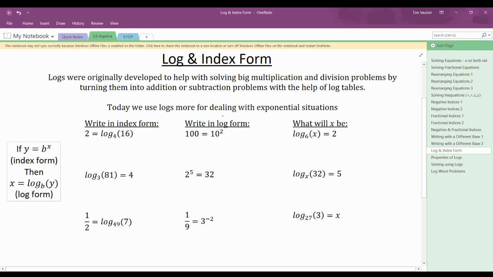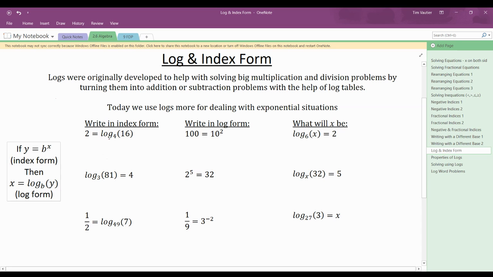And so they're connected with powers. Today we use logs more for exponential situations. In this video, we're looking at moving between index form and log form. And this is log form here. We do have how to convert here, but we're just going to think about this question first.